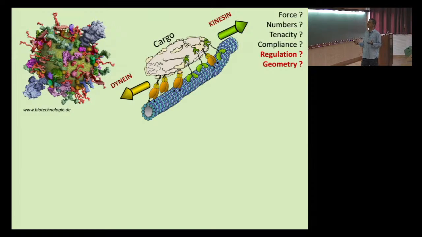These motors, the red ones versus the green ones, or maybe there are other colors also, might be organized in a specific manner on the lipid membrane, and that may, again, be important to deciding how they will work together or not work together.